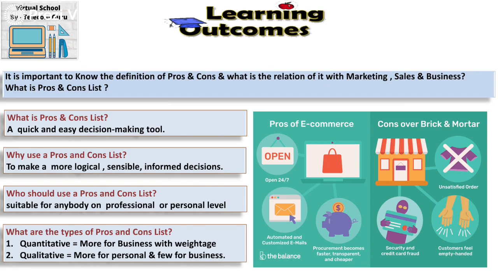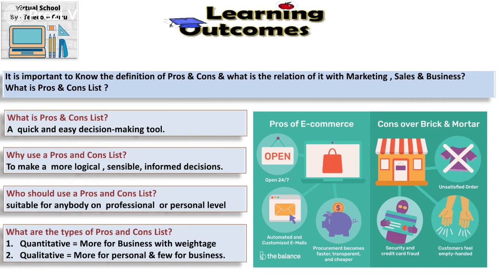So what is a pros and cons list? A pros and cons list is a simple list of two-sided information. One side is pros and one is cons, and it is a quick and easy decision-making tool. Why use a pros and cons list? To make a more logical, sensible and informed decision. Who should use it? It is suitable for anybody on a professional or personal level. What are the types of pros and cons list?